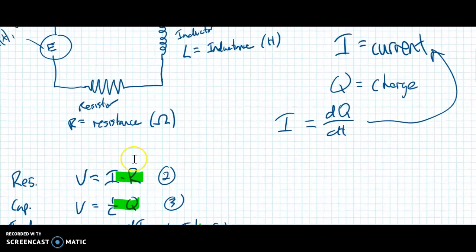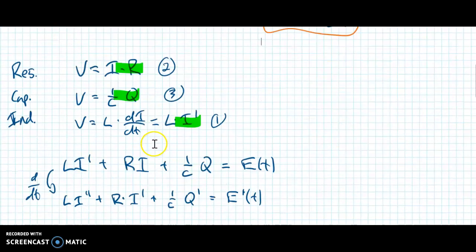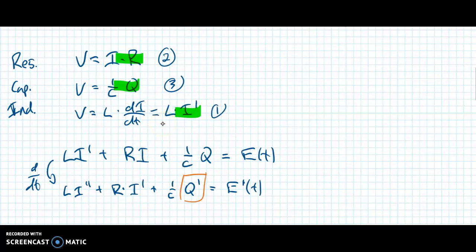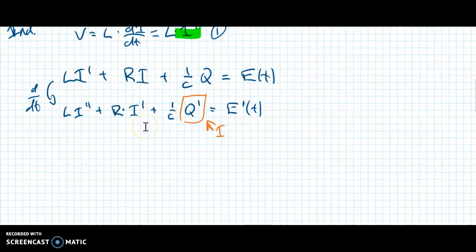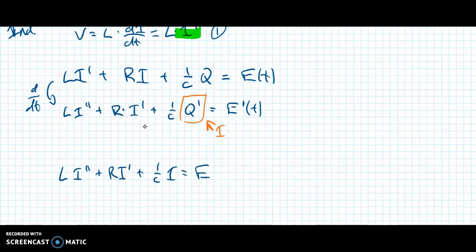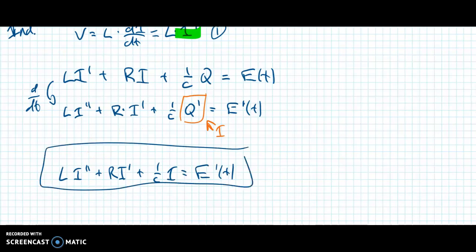Now, I want you to take note that dq/dt, the time rate of change of Q, is just I. So coming down here, this was the derivative with respect to time, so that is just I. And I get my equation, which is L I double prime plus R I prime plus 1 over C times I is equal to E prime of t. This is the equation we're going to use to solve for I of t, which will help me solve for the current in a circuit.